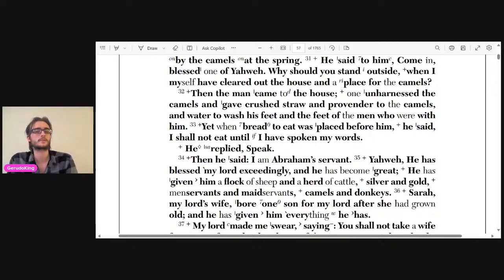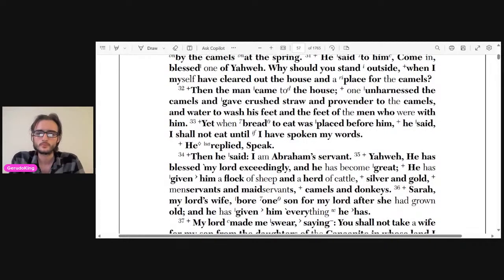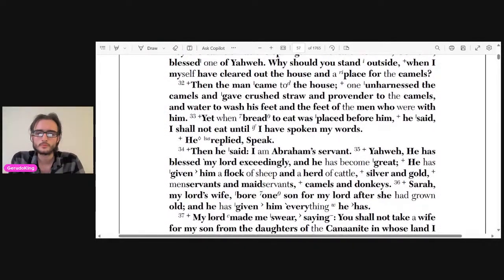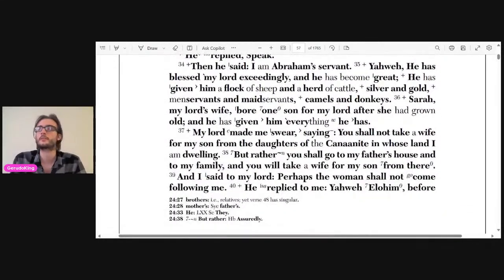Yahweh has blessed my Lord exceedingly, and he has become great. He has given him a flock of sheep and a herd of cattle, silver and gold, men servants and maidservants, camels, donkeys. Sarah, my Lord's wife, bore one son for my Lord after she had grown old, and he has given him everything he has. My Lord made me swear, saying, 'You shall not take a wife for my son from the daughters of the Canaanite in whose land I am dwelling, but rather you shall go to my father's house and to my family, and you will take a wife for my son from there.'